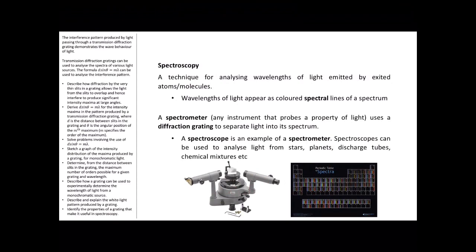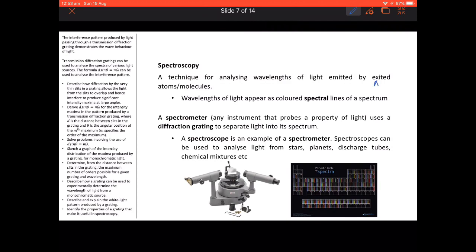Spectroscopy is a technique used for analysing wavelengths of light emitted by excited atoms or molecules, and wavelengths of light appear as coloured spectral lines on a spectrum. A spectrometer, which is any instrument that probes a property of light, uses a diffraction grating to separate light into its spectrum. A spectroscope is an example of a spectrometer, and spectroscopes can be used to analyse light from stars, planets, discharge tubes, or chemical mixtures.